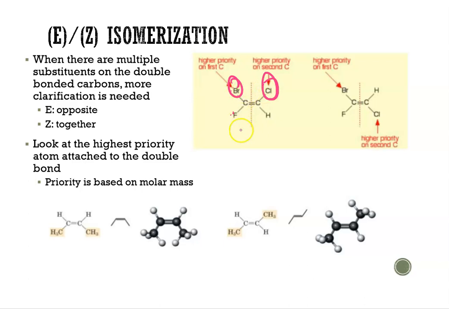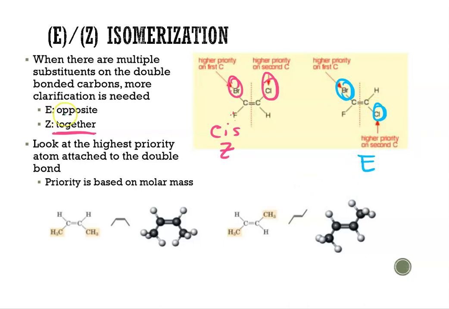Since they're both on the same side, we would consider this to be cis. But when we're looking at EZ isomerization, the Z means that they are together. So this would be cis, or this would be Z. And then if we were looking at this one, the bromine is the higher of the two and the chlorine is the higher of the two here, so they're opposite.